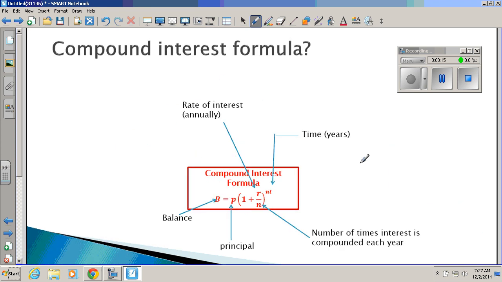Right, definitely add this to your notes. It's going to be very important. You're going to use this a lot. Banks use this a lot. Okay.